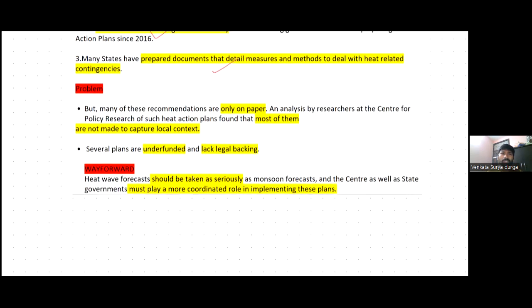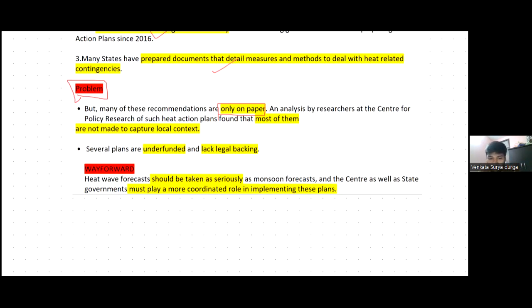So what are the problems which exist? Many of the recommendations, either the guidelines or any recommendations provided by any research agency on heat waves, or the Indian Meteorological Department guidelines on tackling heat wave like conditions, are only on paper. They are not actually implemented, and the Center for Policy Research analysis says that most of these heat action plans have not captured the local context.